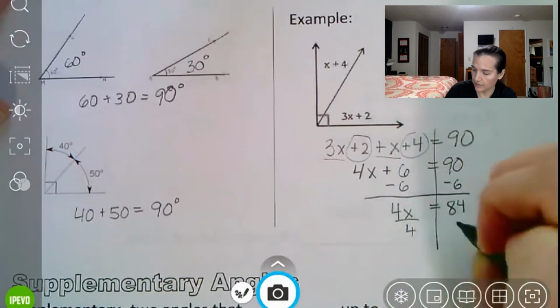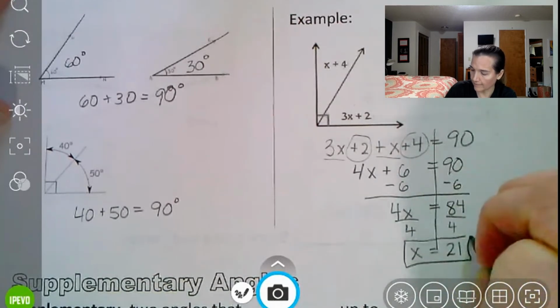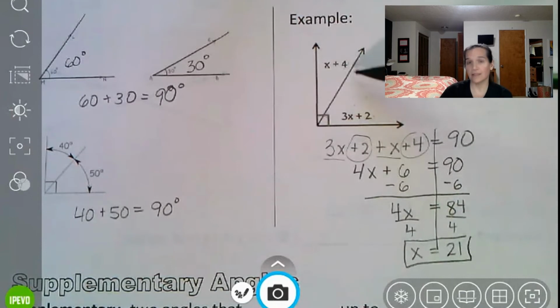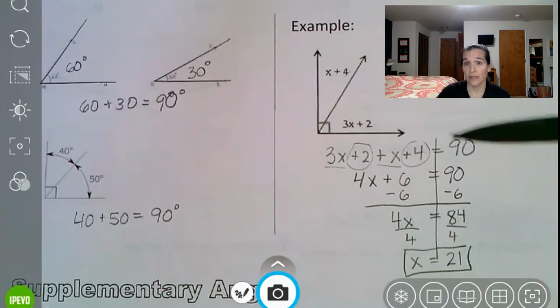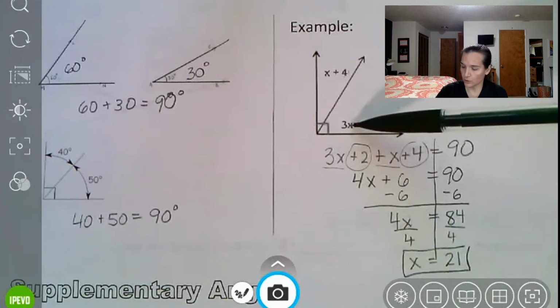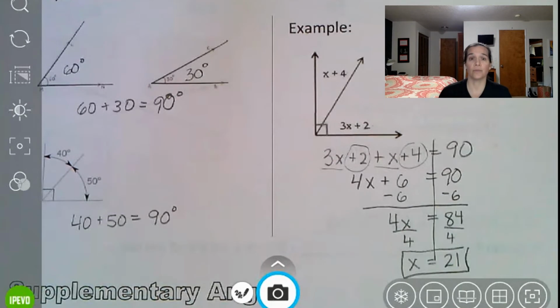And then last step, divide both sides by 4. And we get 21. Okay. Notice the value of x here is 21. That doesn't mean that's how big each of these angles are. This one here would be 21 plus 4 or 25 degrees. And then you could either do 90 degrees minus 25 to find the other, or you could substitute 21 into this, multiply by 3, add 2, and find its measure.